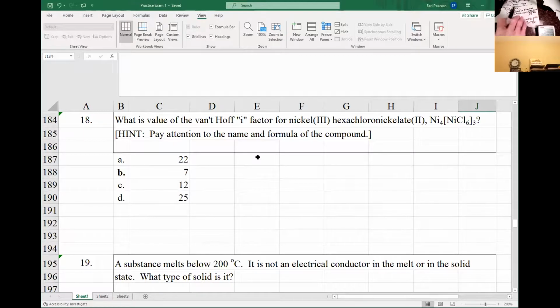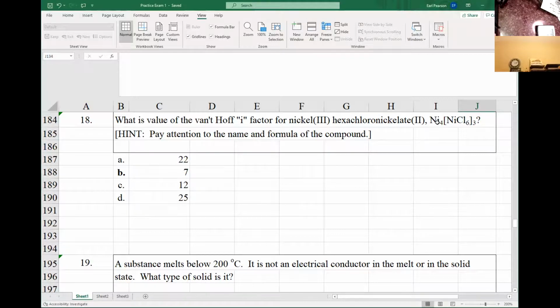Now, the next one, we can talk our way through it, I think. If we look at this compound, it says, what is the Van 't Hoff I factor for nickel 3 hexachloronickelate 2? And you don't have a clue what that means. And I understand that. It wasn't meant to.